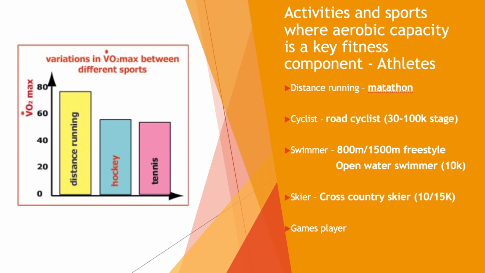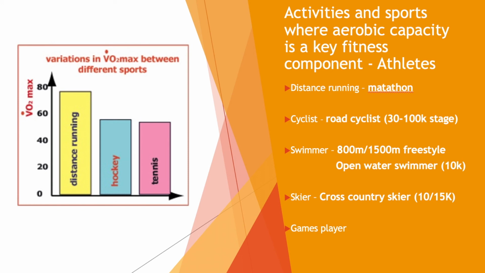Again, we could choose a swimmer. That's a really good example, but we need to be specific. We'll choose an 800 or a 1500 freestyle swimmer, not a 200 meter butterfly swimmer. That's a sprint event, okay? Or we might choose an open water swimmer. Open water events tend to be about 10k, so they're long duration and they're applicable here.